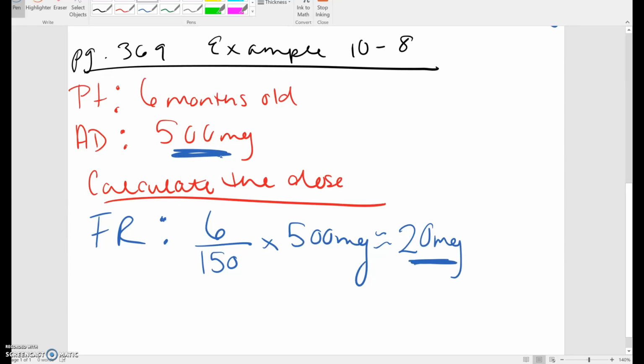Well, 20 milligrams is a big difference from the average adult dose of 500 milligrams. If you gave this 6-month-old child 500 milligrams, then you have basically overdosed the patient and possibly killed this child, because the child should only be receiving 20 milligrams based off of what? Fry's rule when calculating the dose.